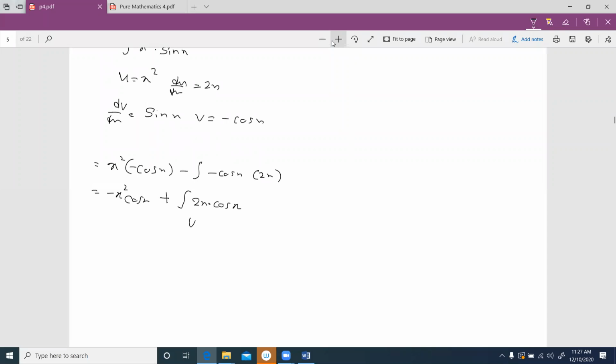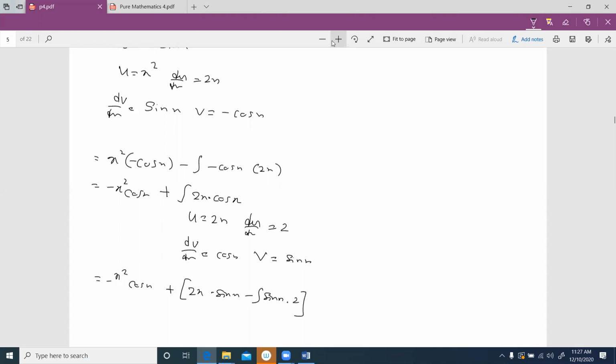So you can say u equals 2x and du by dx becomes 2. dv by dx is equal to cos x, and v is equal to the integration of cos x, which is sin x. Therefore, you can write minus x squared cos x plus u is 2x, v is sin x, minus integration of v du by dx, sin x times 2.